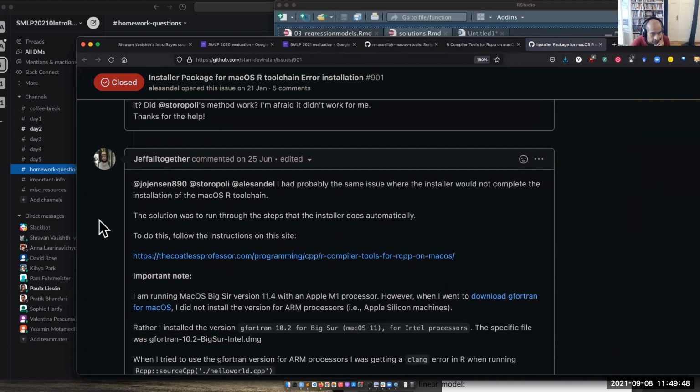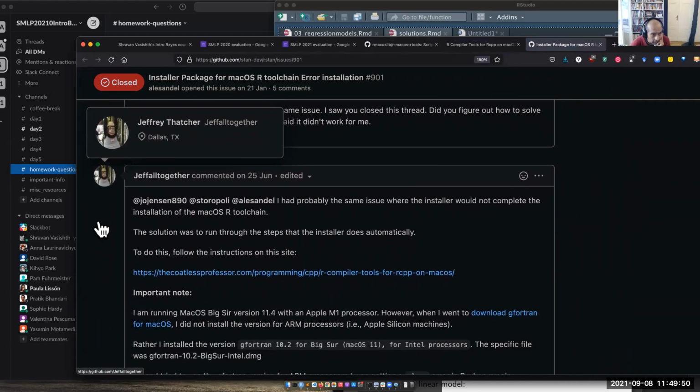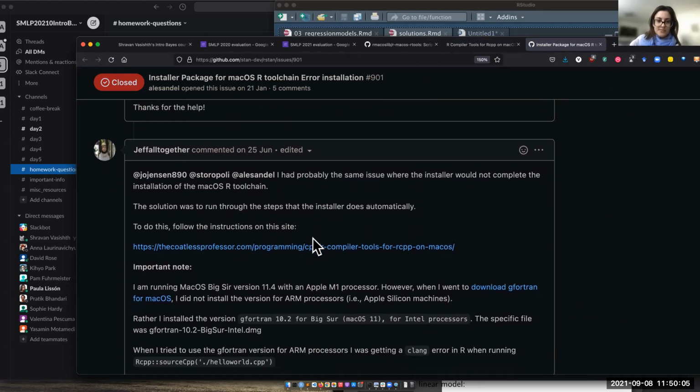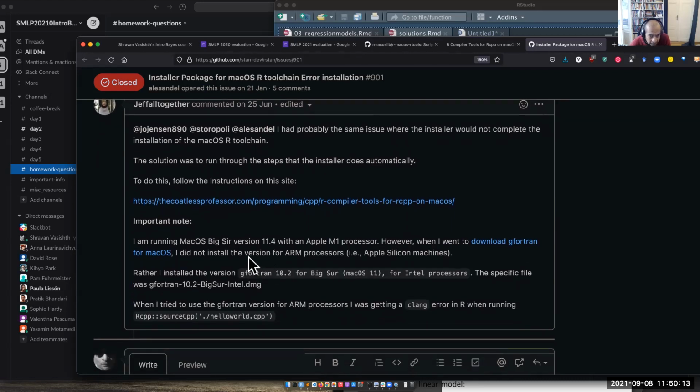He says he's following the instructions on that link, and that link is the one the other participant sent around. See, it says run through the steps that the installer does automatically. So that's what I also did. Follow the instructions from the Coatless Professor. That's what Masaki Eguchi also pointed to, right? The same issue. This is the solution. Yes, I had exactly the same issue.